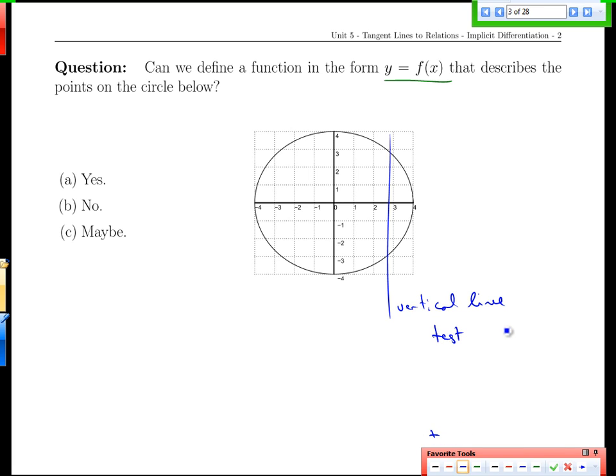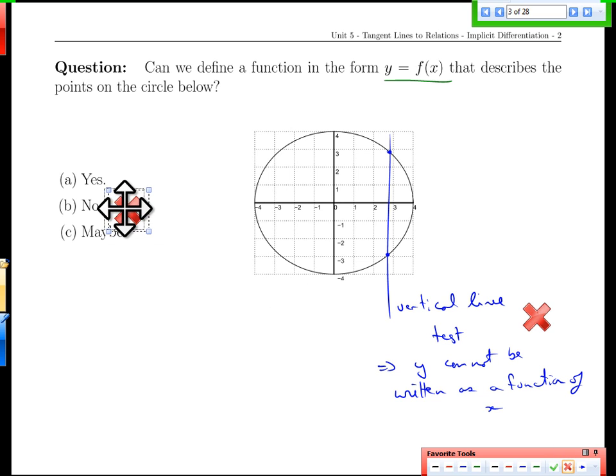In this particular scenario, we fail the vertical line test because if we draw a vertical line here, we cross the graph at two different points. And what that means is that y cannot be written as a function of x. Again, for any given x value, I get two y values, so I can't say each input gives me just one output back. And what that means is there's no way we can express this entire circle in the form y equals f of x.